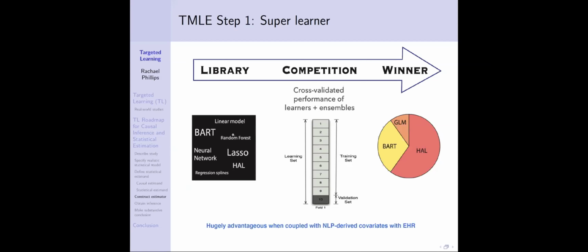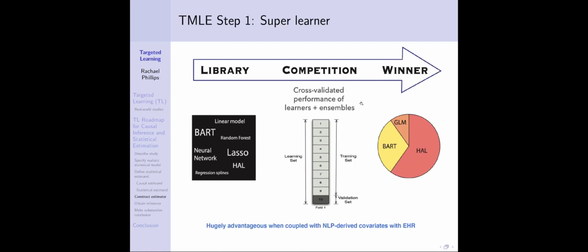Once we've specified this set of machine learning algorithms and a cross-validation scheme, then we can create this competition between the learners and choose the one that has the best cross-validated predictive performance. In this example, the learner that had the best cross-validated predictive performance was actually an ensemble of highly adaptive lasso, Bayesian additive regression trees, and a generalized linear model.